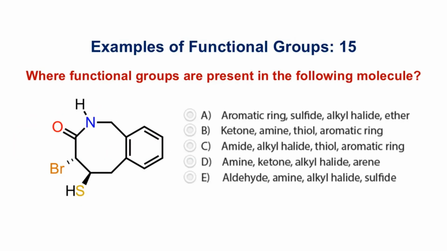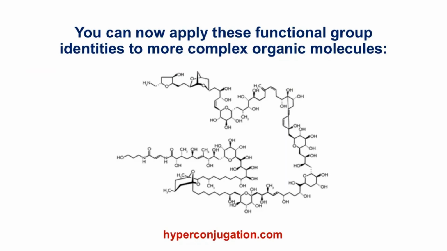Identify the 4 functional groups in this molecule. The nitrogen is part of an amide, the bromine belongs to an alkyl halide, the sulfur is part of a thiol, and the 6-pi cycle is an aromatic or arene ring. Knowing these common functional groups, you should now be able to identify them in more complex organic molecules.